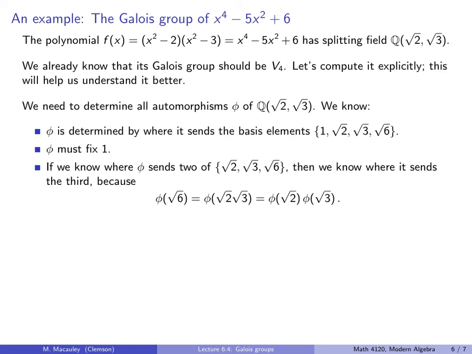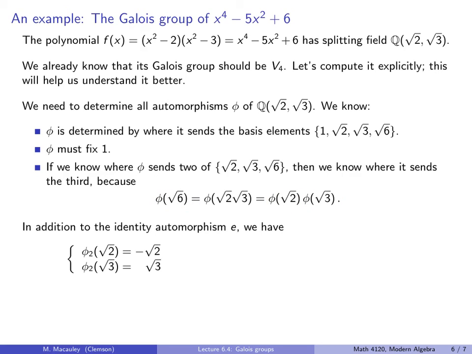Also, if we know where phi sends 2 of these 3 radicals, root 2, root 3, and root 6, then we know where it sends the third. Because by the properties of homomorphism, phi of root 6 is just phi of root 2 times root 3, which is phi of root 2 times phi of root 3. So if we know 2 out of 3 of these things, then by the fact that they are equal, we can deduce the third.